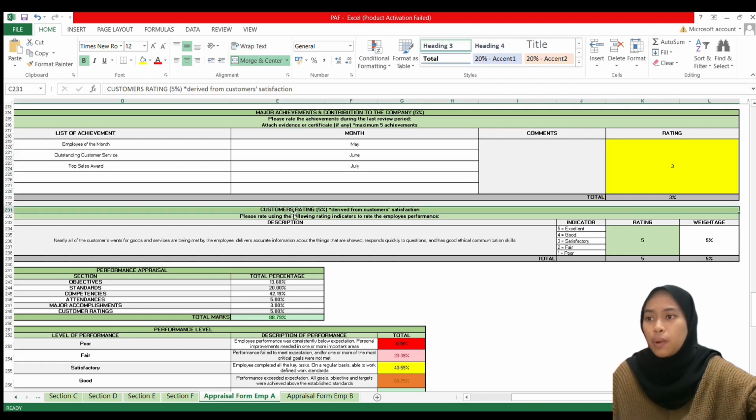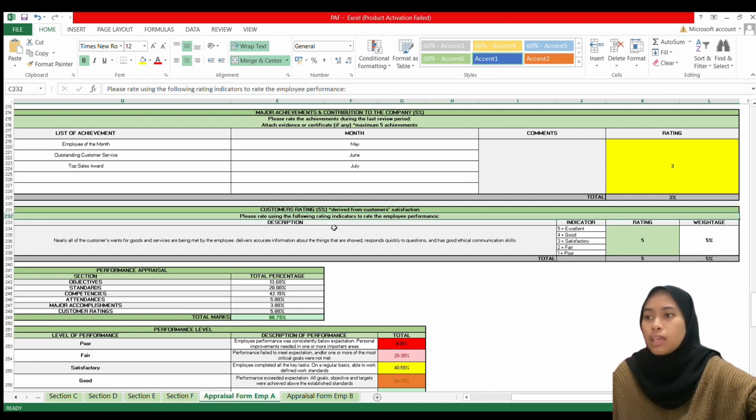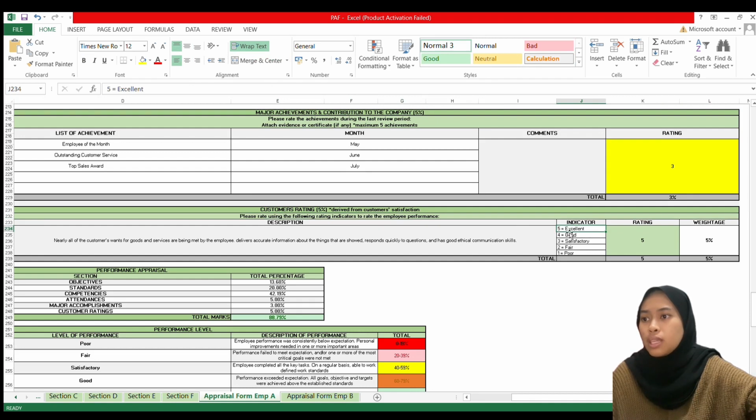Next is performance appraisal. The performance appraisal is divided into a few sections: objective, standards, competency, attendance, measure accomplishment, and customer rating. For the total percentage, as you can see, objective got 13.60%, standards 20%, competency 42.19%, attendance 5%, measure accomplishment 5%, customer rating also 5%. So the total marks is 88.79%.